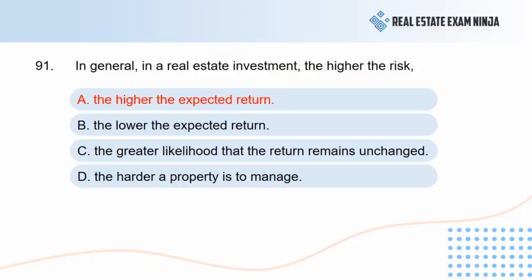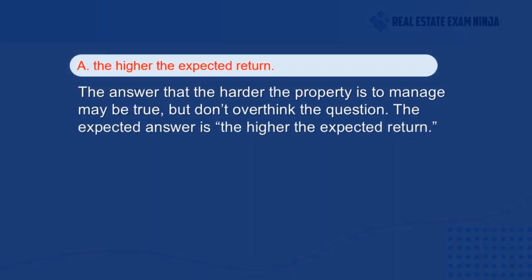The correct answer is A. The answer that the harder the property is to manage may be true, but don't overthink the question. The expected answer is the higher the expected return.